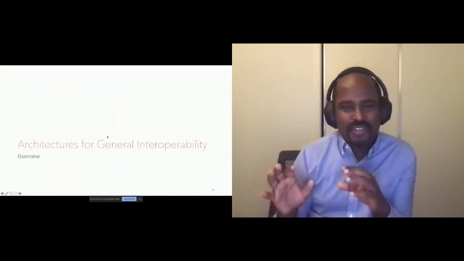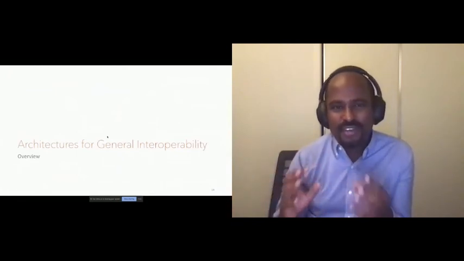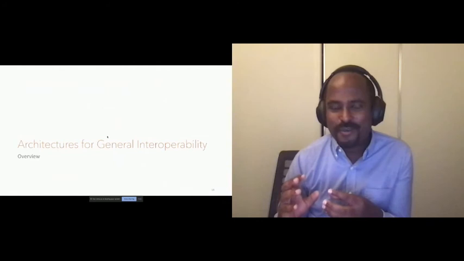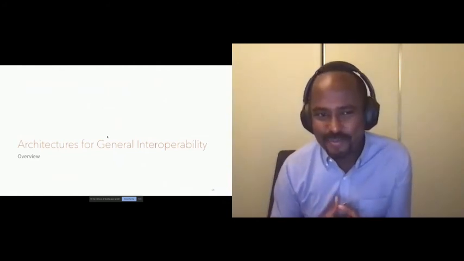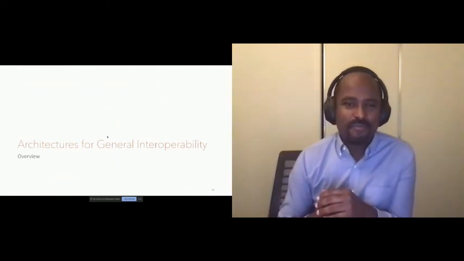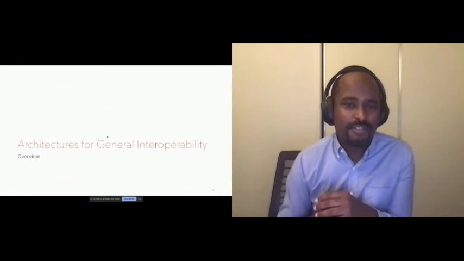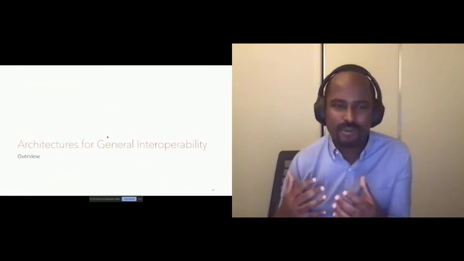So we briefly covered patterns of asset exchange. Now, the more interesting set of projects are those that try to address the general problem of interoperability, right?